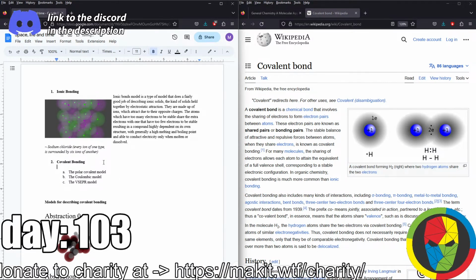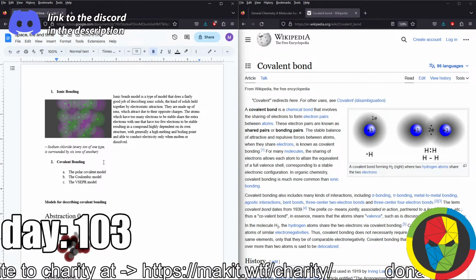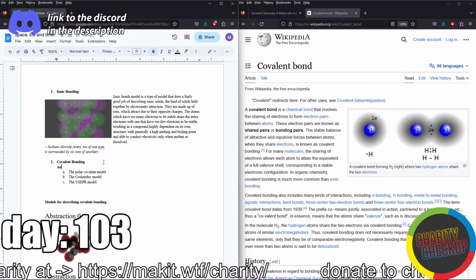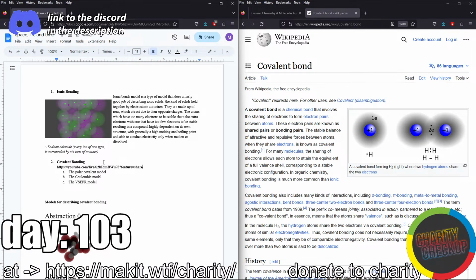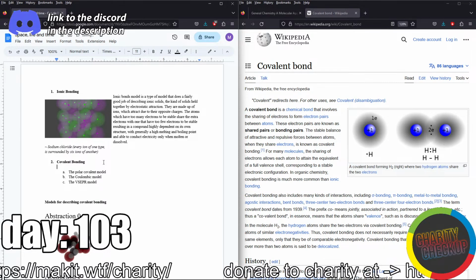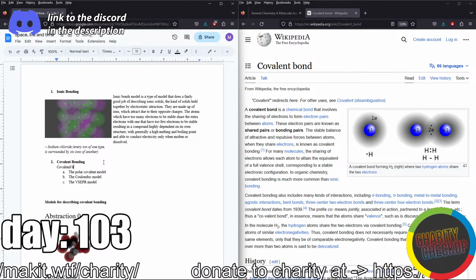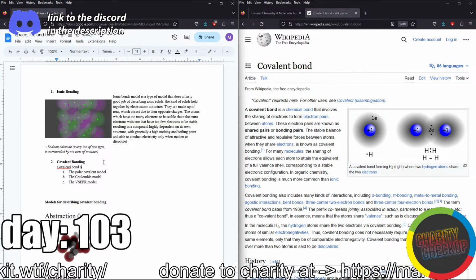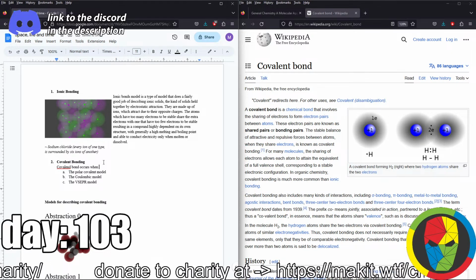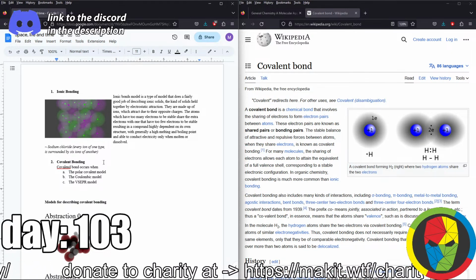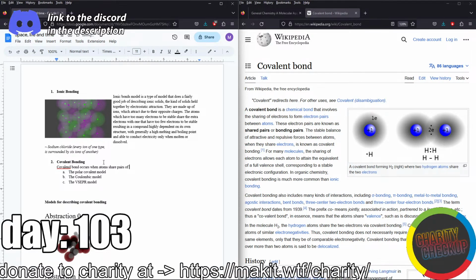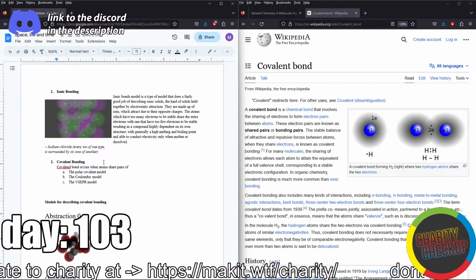Now, sharing of electrons from electron pairs between atoms. Yeah. No need for bold. Covalent bond occurs when atoms share pairs of valent electrons.